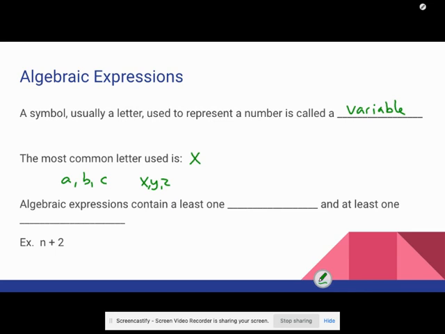Algebraic expressions contain at least one variable and at least one operation. My example here is n plus 2. I have one variable, n, and I have one operation, plus, for that expression.